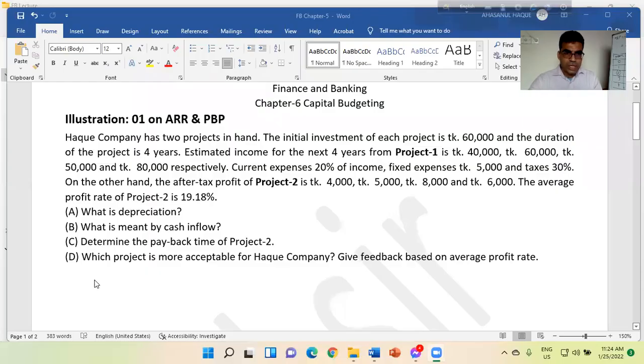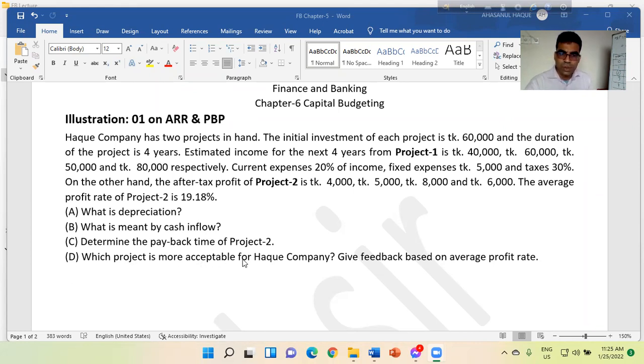So next, screen share. The next one is, which project is more acceptable? This is the answer of C, 2.91 years. That means the project money will be paid back in 2.91 years. Within 2.91 years the invested money will be returned, from project 2.